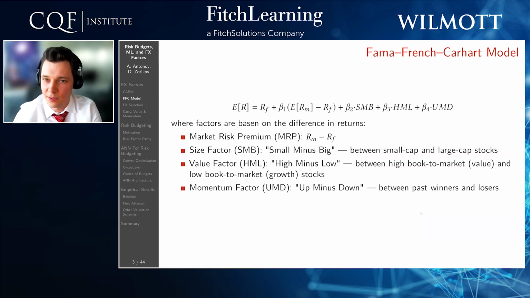As a natural extension of this model, we turn our attention to the Fama-French and also a Carhart extension of that Fama-French model. There are many extensions of those, so we don't want to cover all of them, but we find the Carhart extension useful for our talk today. Now, we do basically the same, but we add additional factors on top. And these are factors based on the difference in returns. The additional three factors that we have are the size factor, small minus big, the value factor, high minus low, and the momentum factor, up minus down.